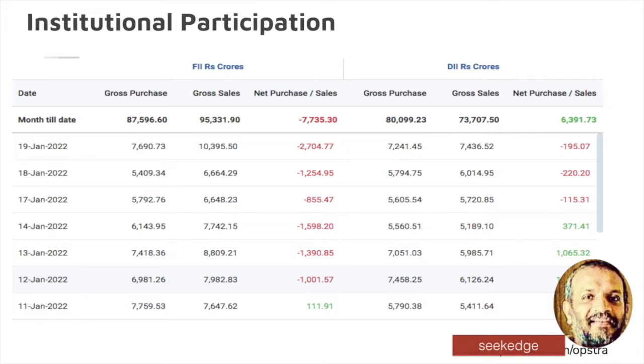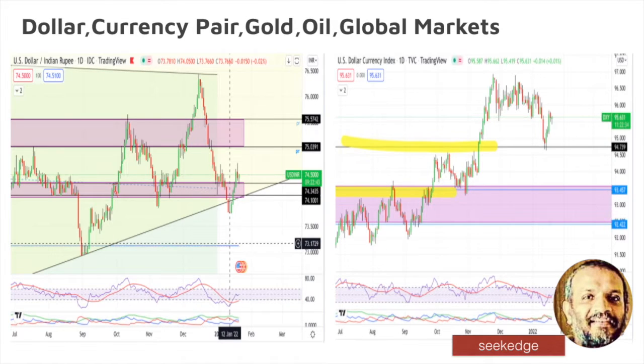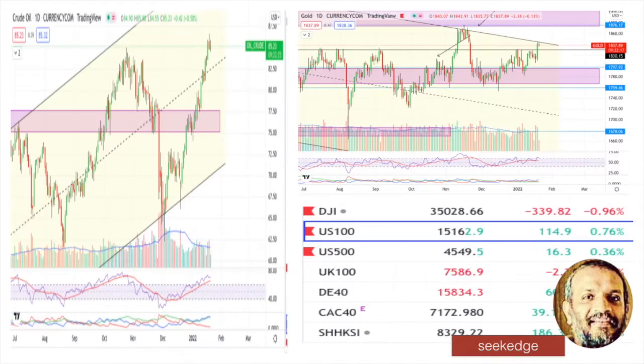So that's institutional participation. Today's data is not available. Let us wait and check later. The dollar index is shooting up, the dollar is strengthening, and the USD INR currency pair is also strengthening. That means the rupee is weakening slightly, just near the support zone at 74.5 levels. The dollar index is gaining strength after it made a dip a few weeks back.